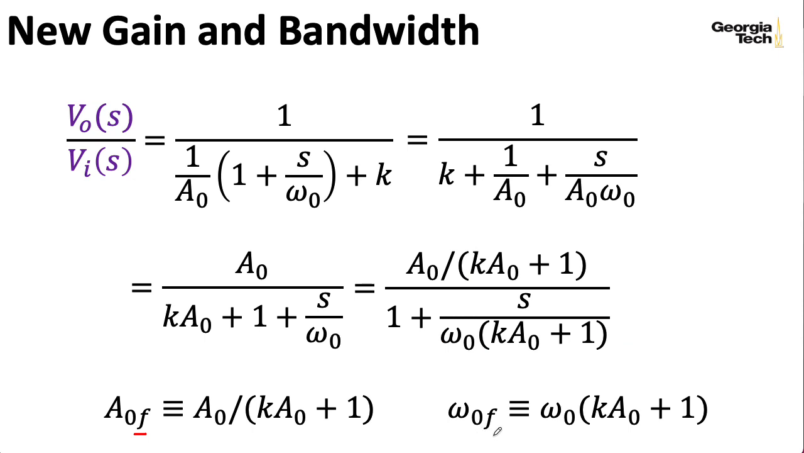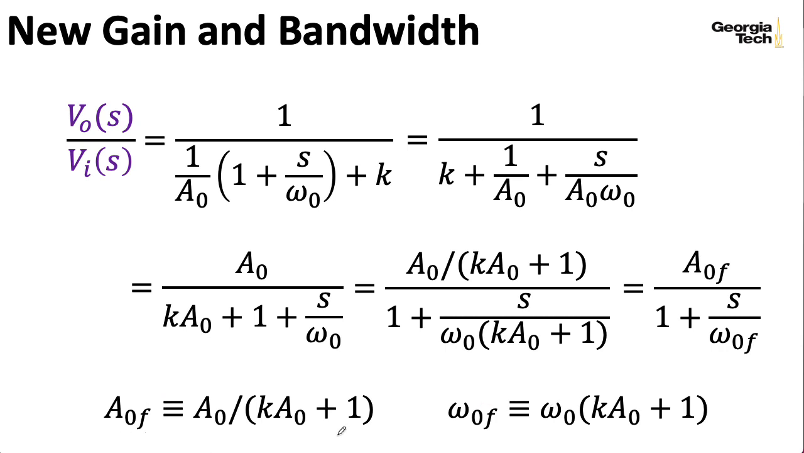So I added the F's to the subscript. The F stands for feedback to indicate that this is the new DC gain and the new corner frequency associated with the feedback configuration, in particular this non-inverting feedback configuration. We'll look at the inverting amplifier configuration in a future lecture, and you'll see that we get something very different.